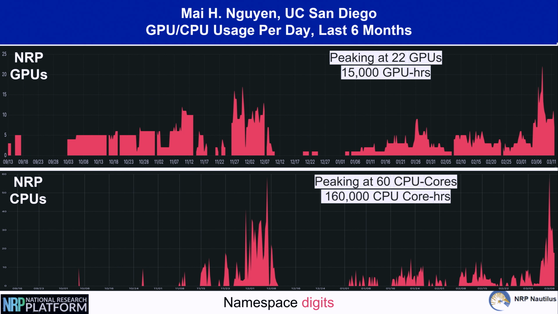Okay, and of course this work would not have been possible without NRP computational resources, right? So these graphs show our GPU and CPU usage in our namespace over the last 6 months, or at least this is what Larry told me. Right, thanks for the slide, Larry.